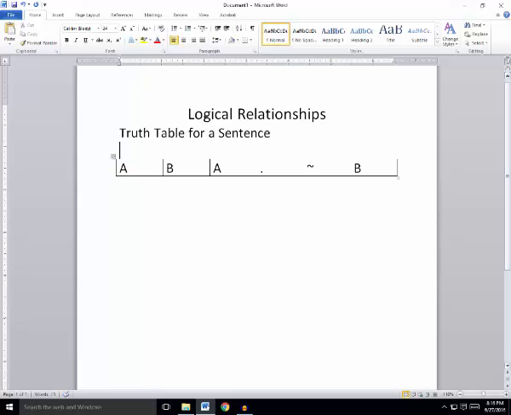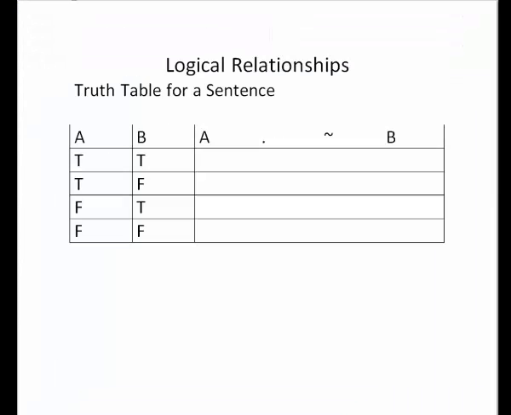So now the values of our complete sentence will be determined by the values of A and B plus the rules for the operators. And we want to look at every possible assignment of values to A and B. We've done this sort of thing before, and when we have two simples involved, these are the possibilities. They could both be true, the first one true and the second one false, the first one false and the second one true, or both false.